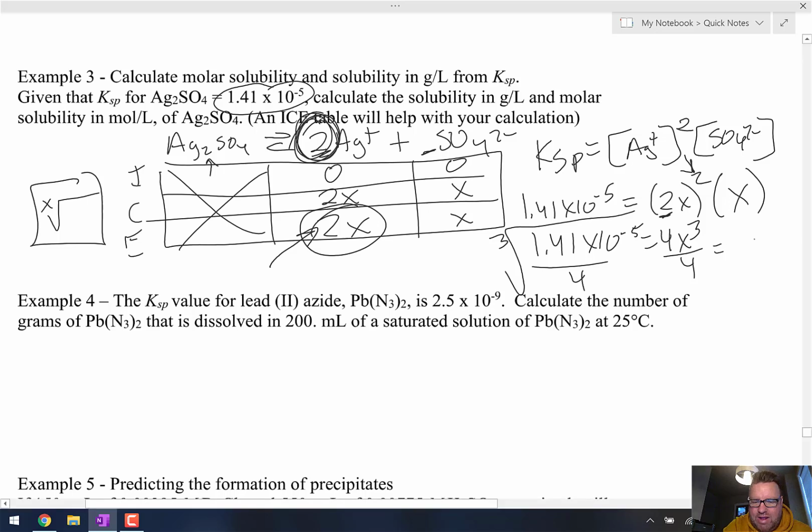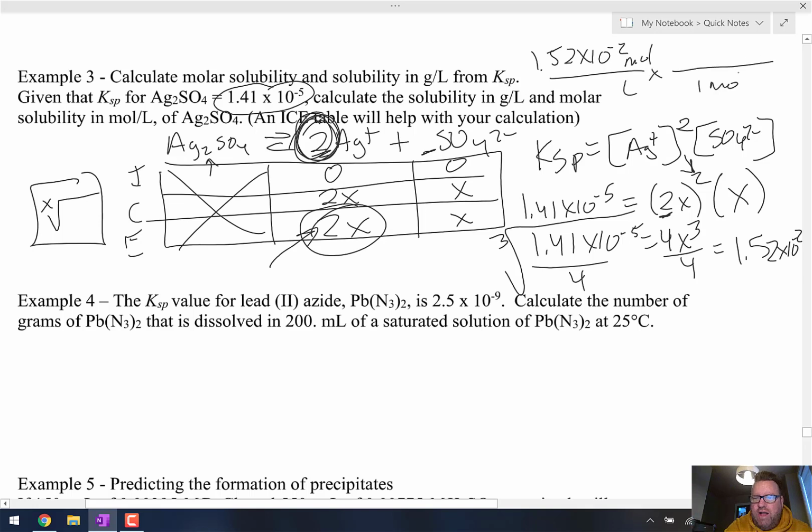And that answer is 1.52 times 10 to the minus second, or 0.0152. Either of those answers are obviously the same thing. And that is the molar solubility. Remember, that's concentration in moles per liter. Then if we have to convert that to grams per liter, I'm not going to do the whole thing, but 1.52 times 10 to the minus second moles per liter.